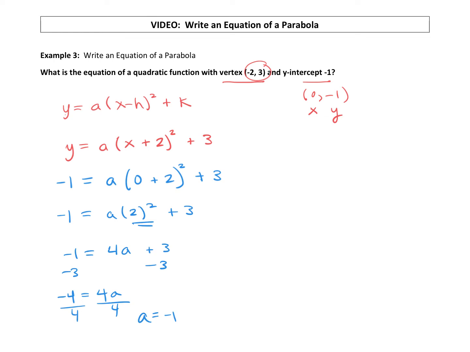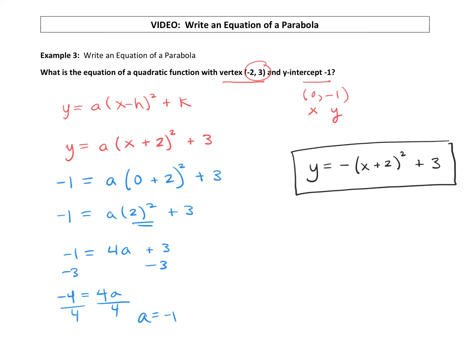So we're able to put our final answer. Our equation is y equals, and it could be f of x equals as well. Our a value is -1, so I'm just going to write it as a negative. You can write the -1 in if you like. And then we have (x plus 2) squared plus 3. So that is writing an equation of a parabola in vertex form.